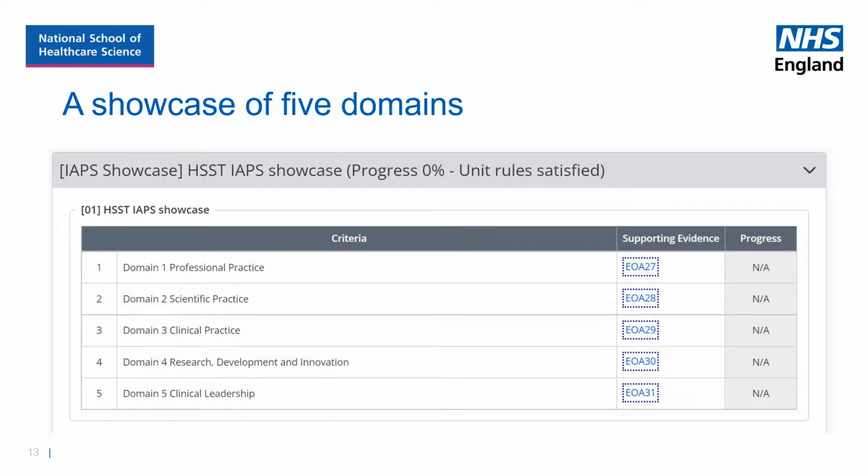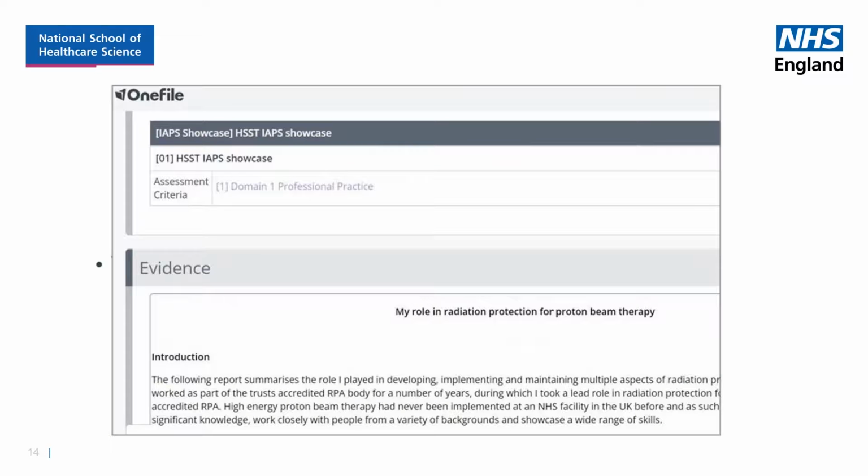This is an example of a showcase submission in one file from a successful candidate. The showcase sits within one file, and there is space to put a submission against each of the 5 GSP domains within that module. This is an example of a submission for Domain 1, Professional Practice. It consists of a short narrative in the evidence section and then a series of attached documents as evidence. The submission is titled, My Role in a Particular Piece of Work.